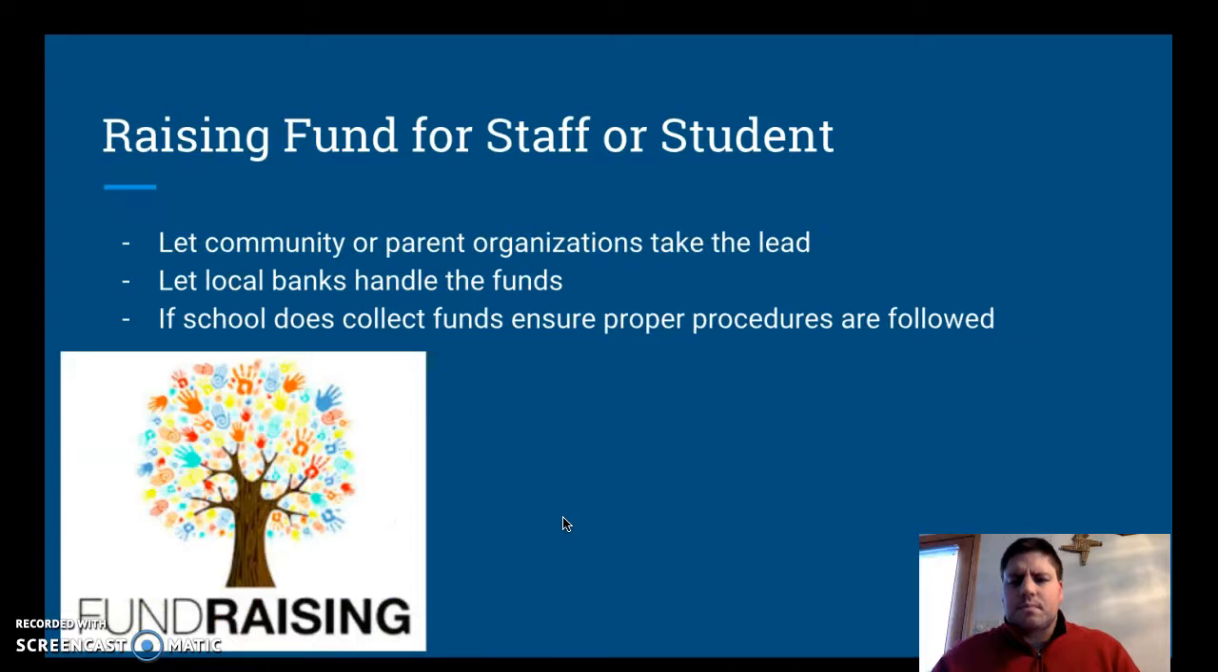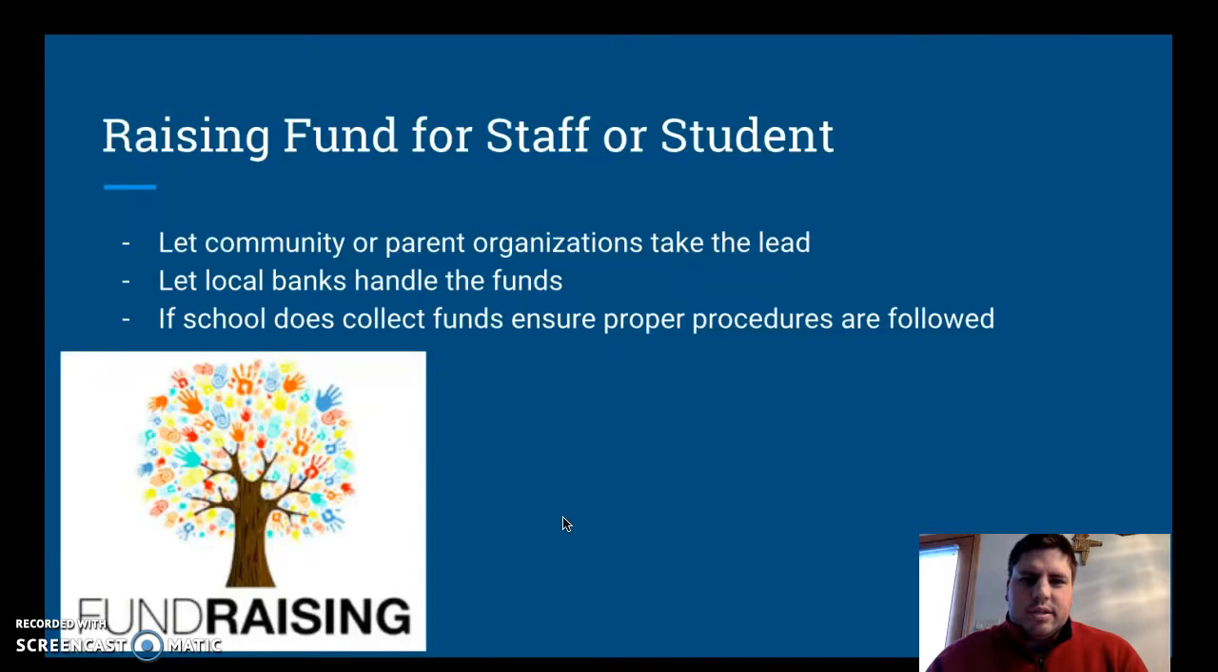When we are talking about raising funds for staff or students, these would be things like medical costs, or specific fundraising for a specific student that's having issues. These should be community or parent organization led. Most of this has to do with the fact that if the school were to raise the money and give it to the staff, they would have to make sure they follow certain tax guidelines and proper procedures to ensure the money is handled in the correct way.